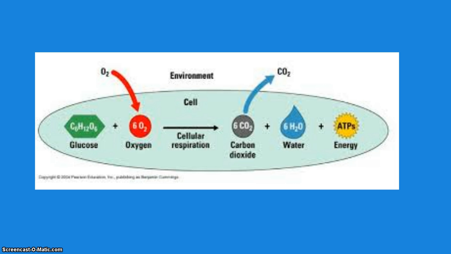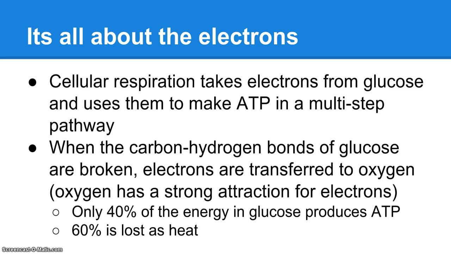So these processes are very, very connected. It's all about the electrons. So cellular respiration takes the electrons from glucose and uses them to make ATP in a multi-step pathway. So it's not just one pathway. We're going to have 3 different steps in order to make these ATP.